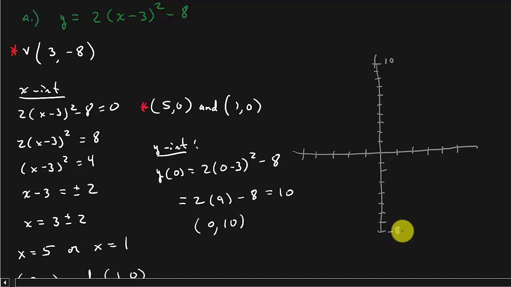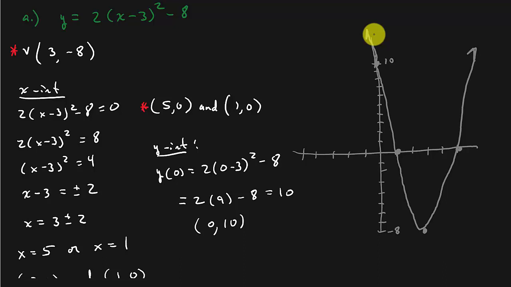So now all we do is plot our points. I've got (3, -8), I've got (0, 10), I've got (5, 0), 1, 2, 3, 4, 5, and I've got (1, 0). And so now we draw our graph, and I know this isn't going to look the best in the world, but there's your parabola.